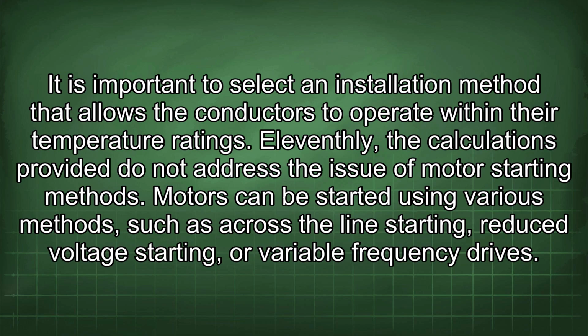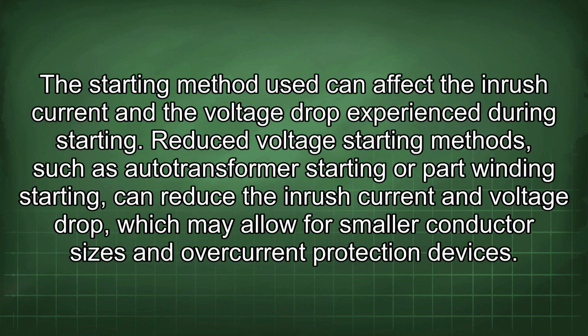11thly, the calculations provided do not address the issue of motor starting methods. Motors can be started using various methods, such as across-the-line starting, reduced voltage starting, or variable frequency drives. The starting method used can affect the inrush current and the voltage drop experienced during starting. Reduced voltage starting methods, such as autotransformer starting or part winding starting, can reduce the inrush current and voltage drop, which may allow for smaller conductor sizes and overcurrent protection devices.